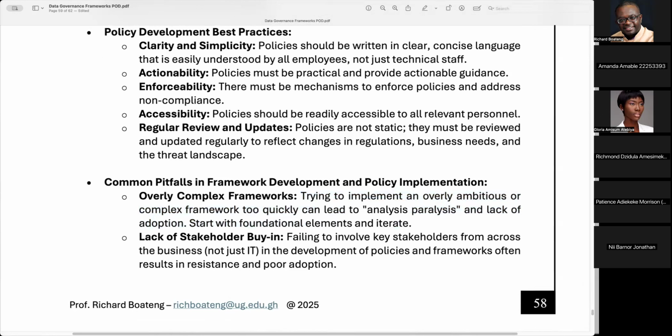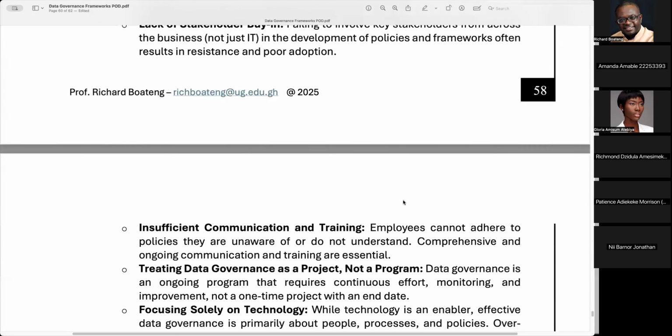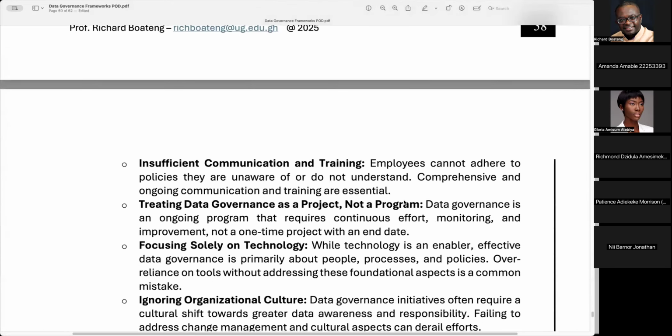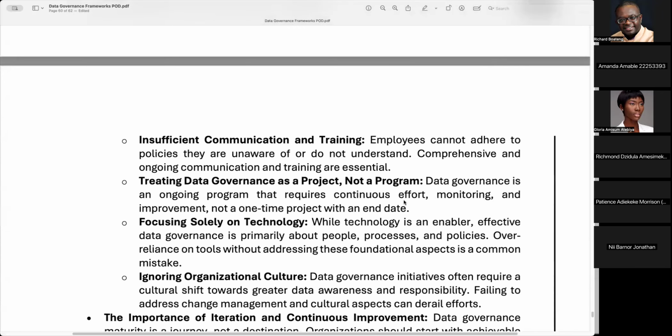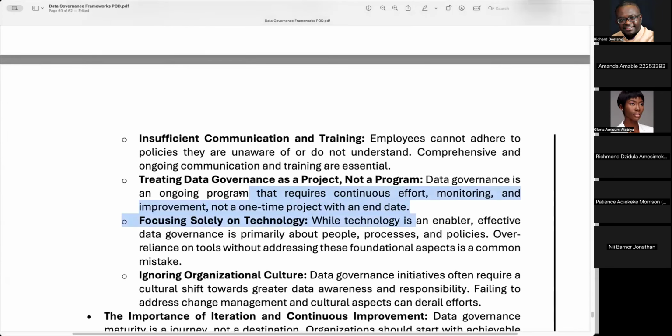One of the most frequent ones is treating data governance purely as an IT project or initiative. As we discussed extensively, while technology is an essential enabler, data governance is fundamentally about people, business processes, policies, and achieving specific business objectives, like trust, compliance, risk reduction. Focusing only on implementing a new tool or technology without addressing the people, process, and policy aspects is a recipe for failure. Right, the tech is support, not the whole solution.